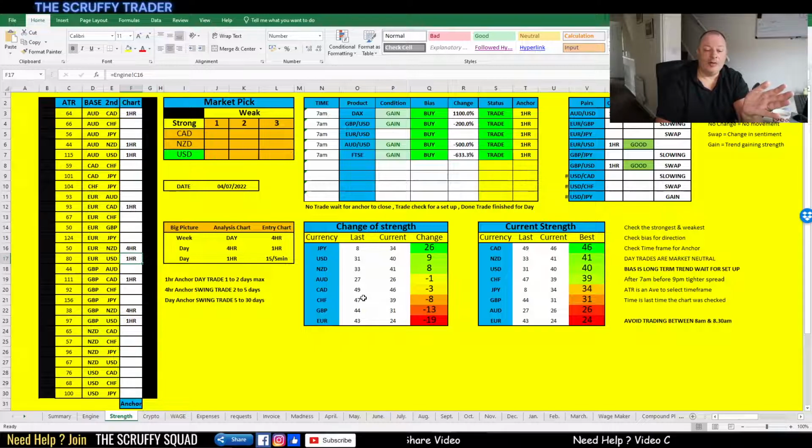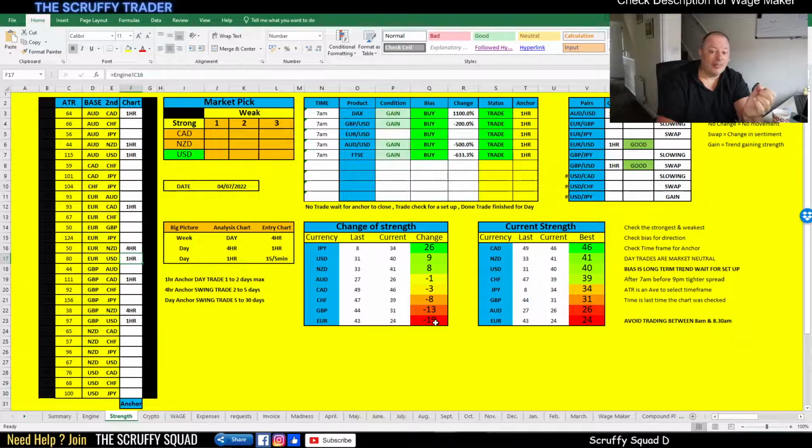And what you're looking for here, again, is that big movement. So let's have a look. We've got the CAD, which is 46 at the strongest. Where is it on this scale? Well, it might be the strongest, but it's losing ground. So does that mean that that's petering out? Is it starting to slow down? And the euro has lost a lot of ground.